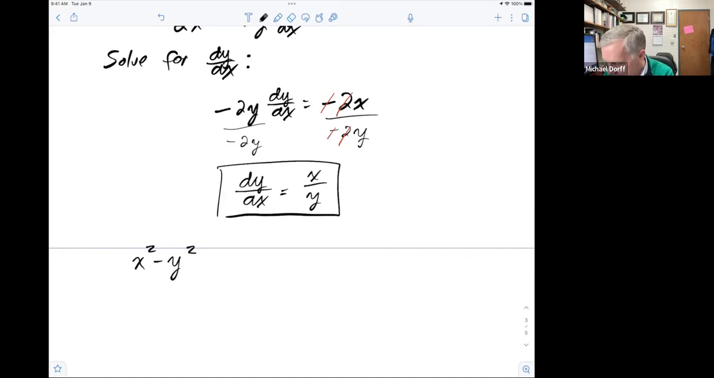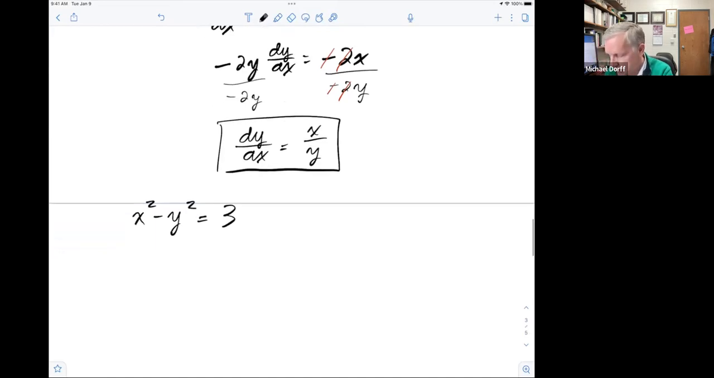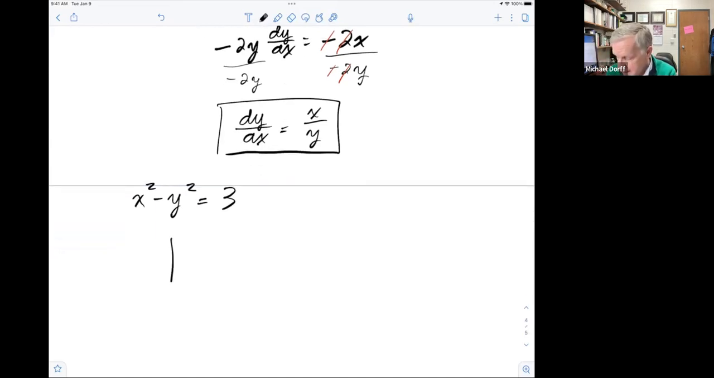Okay, x squared minus y squared equals 3. That was our original function. If it had a plus in there before the y squared, it would be a circle. But because it's a minus, it's a shape that's called a hyperbola that looks like this.